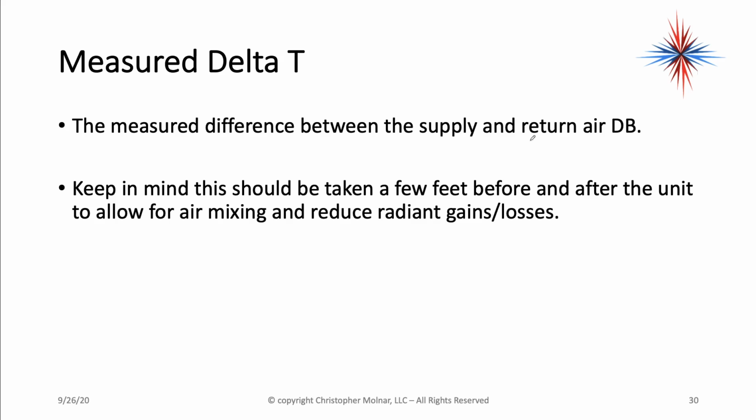So the measured delta T is the measured difference between the supply and the return air dry bulb. Keep in mind it needs to be taken a few feet before and after the unit to allow air mixing and to reduce the radiant gains and losses. You don't want to take it within a direct line of the coils, or if you're doing it in a heating system, don't take it within the direct line of the heat exchanger because you could pick up radiant heat.